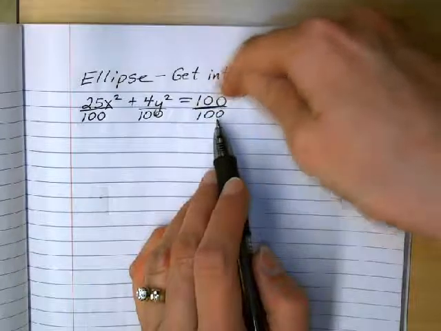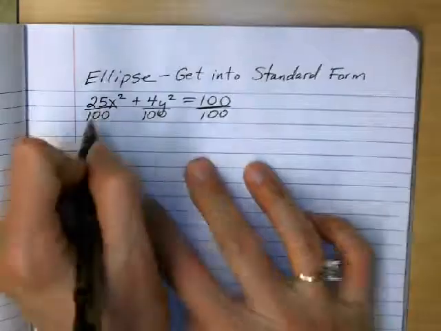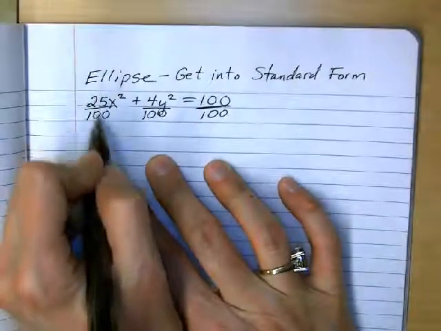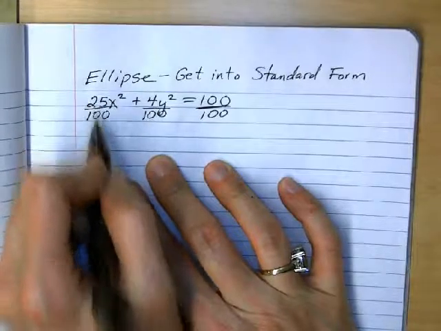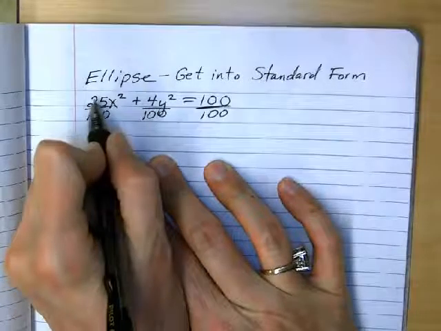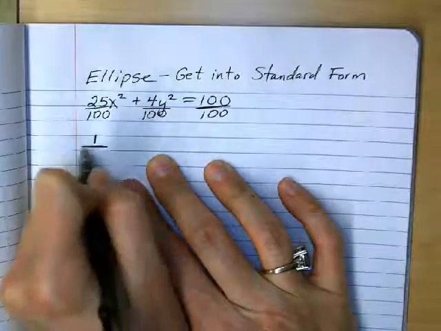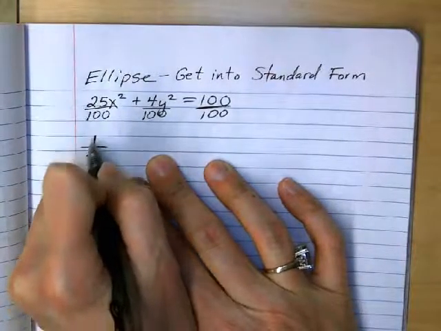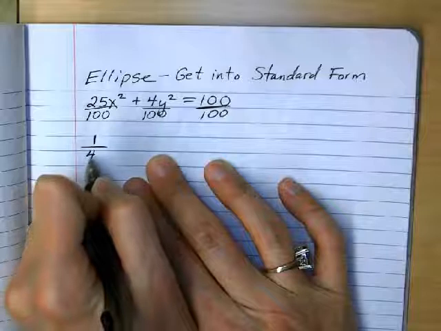Okay, so 25 over 100 right here, that's a fraction and you can reduce it. How many times does 25 go into 100? Yeah, 4 times. So it'd be 1/4. See, then it's just like 1x squared over 4.